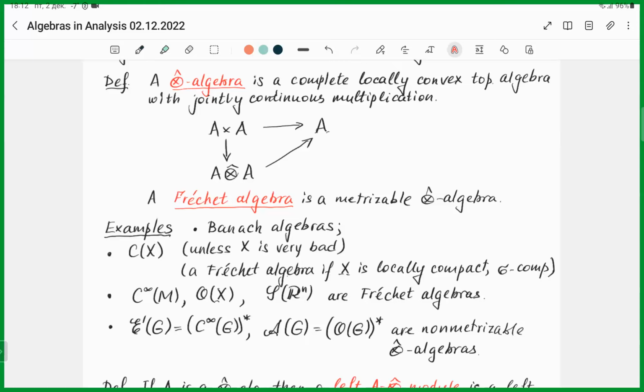And the standard examples of non-metrizable topological algebras are the algebra of compactly supported distributions on a real Lie group, and the algebra of analytic functionals on a complex Lie group, where the underlying space of this algebra is just the strong dual of the space of holomorphic functions. And the multiplication is convolution. So they are non-metrizable topological algebras.